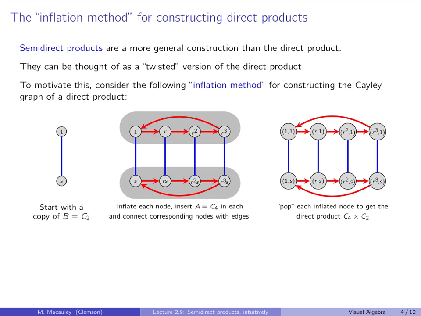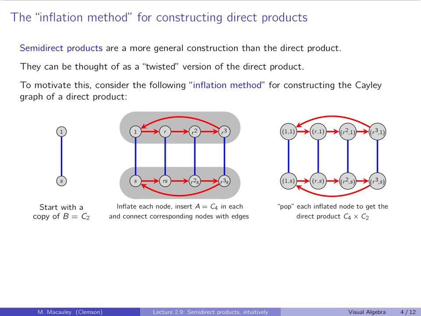So I'm going to start with a copy of the group B, which is C2, and B is for balloon, because I want to take each node and inflate it like a balloon. And then inside of that balloon, stick a copy of the Cayley graph for the other factor, A, which in this case is C4.